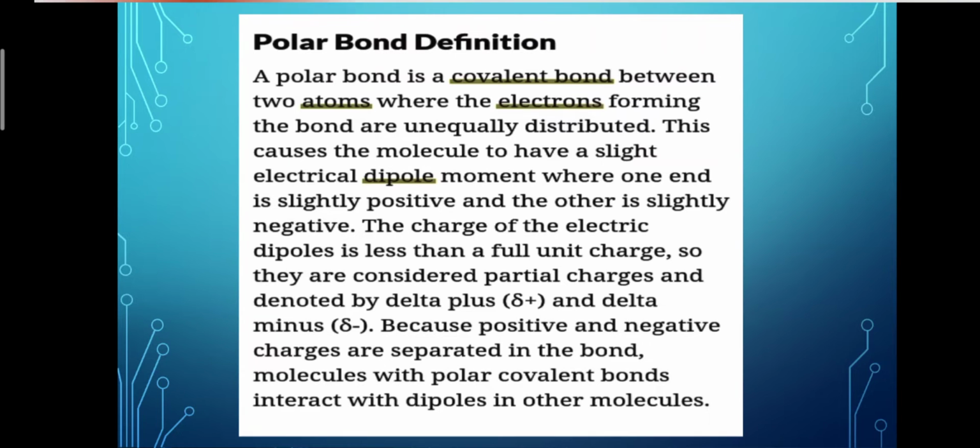This causes the molecule to have a slight electrical dipole moment where one end is slightly positive and the other is slightly negative. The charge of the electric dipoles is less than a full unit charge, so they are considered partial charges and denoted by delta plus and delta minus because positive and negative charges are separated in the bond. Molecules with polar covalent bonds interact with dipoles in other molecules.